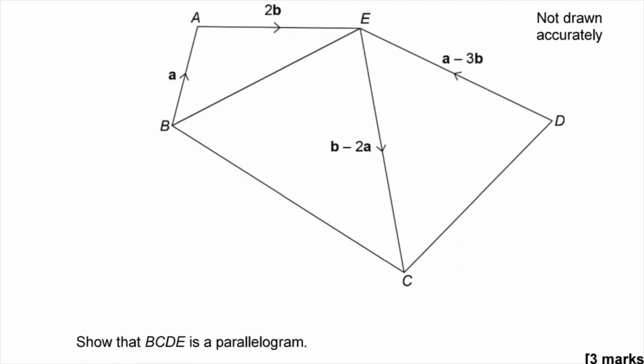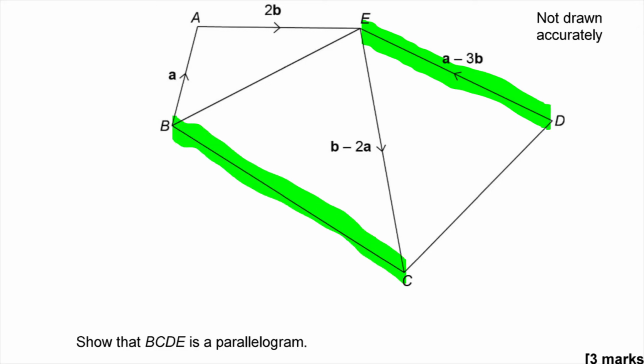ABCDE is a pentagon. Show that BCDE is a parallelogram. Now it doesn't look like a parallelogram in the diagram, but it's not drawn accurately. Now what are the properties of a parallelogram? A parallelogram is made up of 2 pairs of equal and parallel lines. In other words, this line here has got to be equal in length and parallel to this line here. And this line here, CD, has got to be equal in length and parallel to this one.